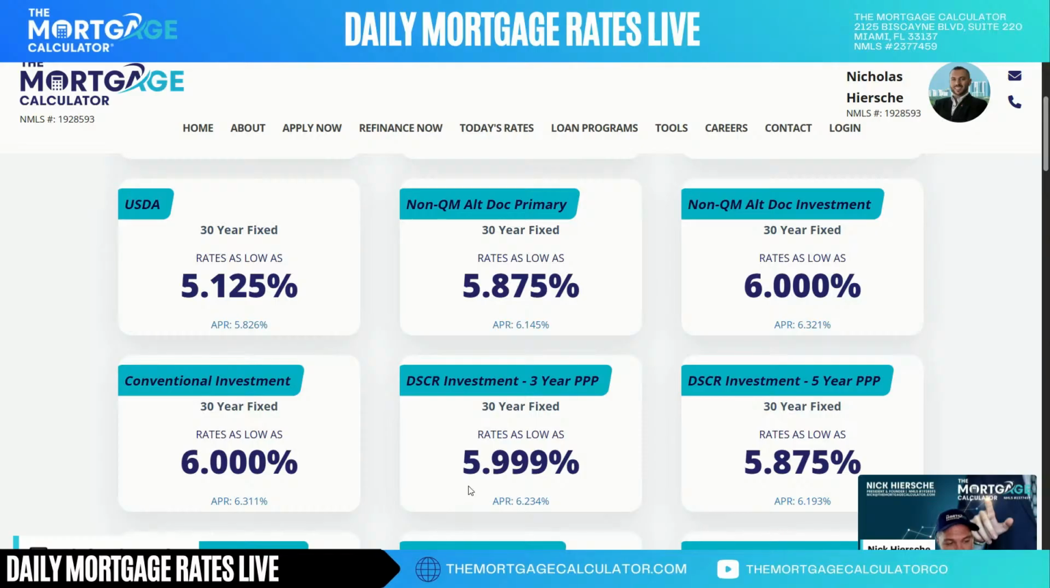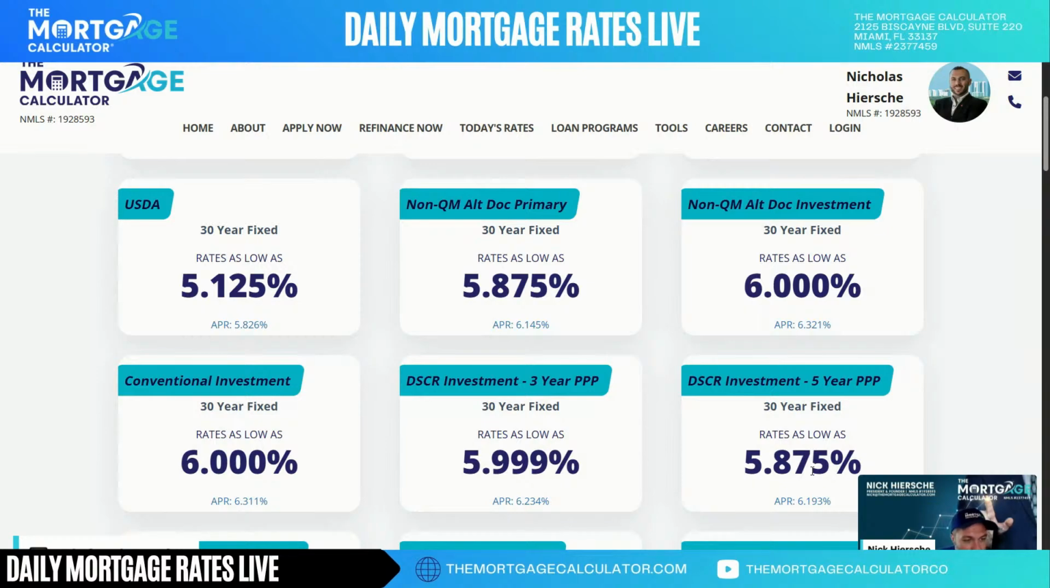Rates today for DSCR come in at 5.999, a little better than conventional. And final APR with all the fees, 6.234. So definitely beating conventional a little bit, which is pretty amazing. And we can add a 5-year prepayment penalty to sweeten the deal. It does lower the rates a touch here today, which is great. 5.875 rate. Final APR comes in at 6.193, which is again cheaper than conventional and alt doc when we add that prepayment penalty.